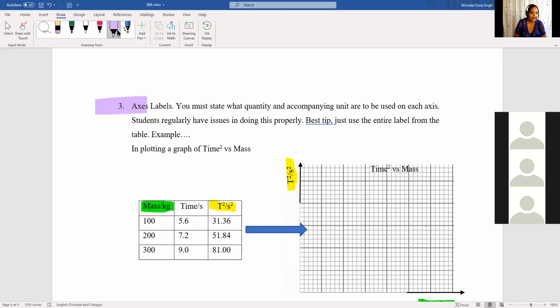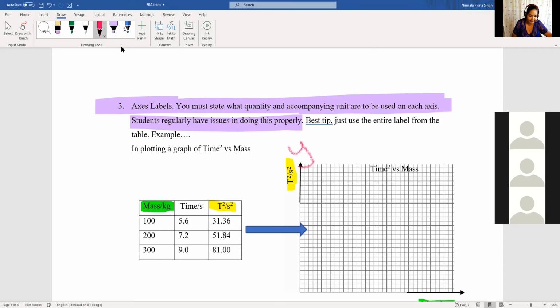Axes, label your axes. This is 2 marks for your lab. 2 whole marks to label your axes properly. So you must state what quantity and unit are to be used on each axis. When you have to draw a graph, you have to write down what goes on the X and what goes on the Y. Students regularly have issues doing this. I tell you all this every year, students don't know how to label their graphs properly. When I tell them to label their graph, some smart man will come and write Y and X. That is not labeling your graph. Labeling your graph is telling me what is going on your x-axis and what is going on your y-axis.